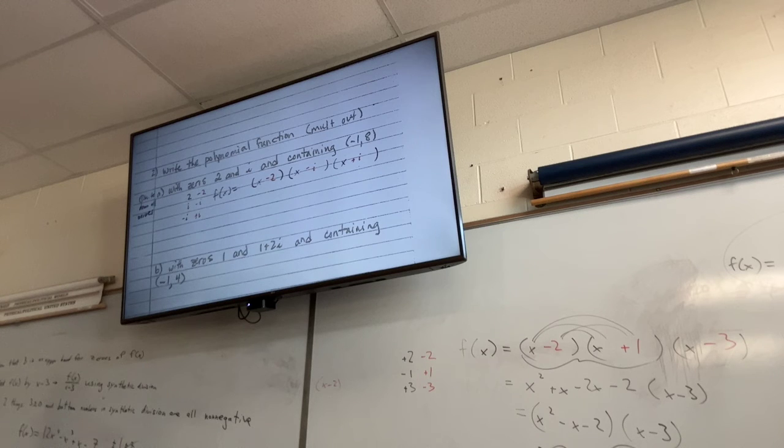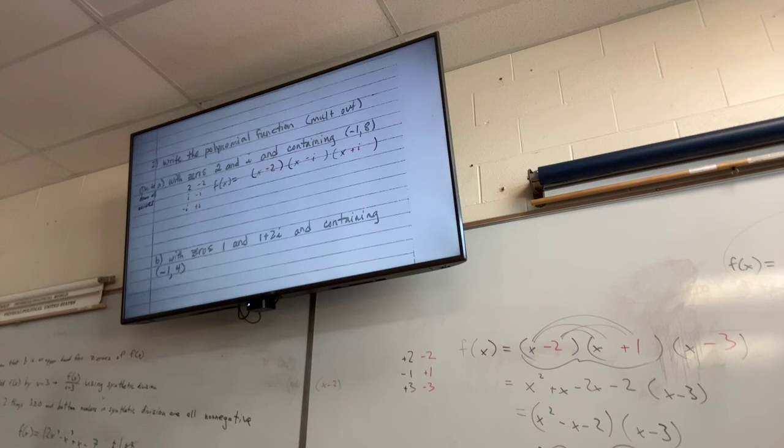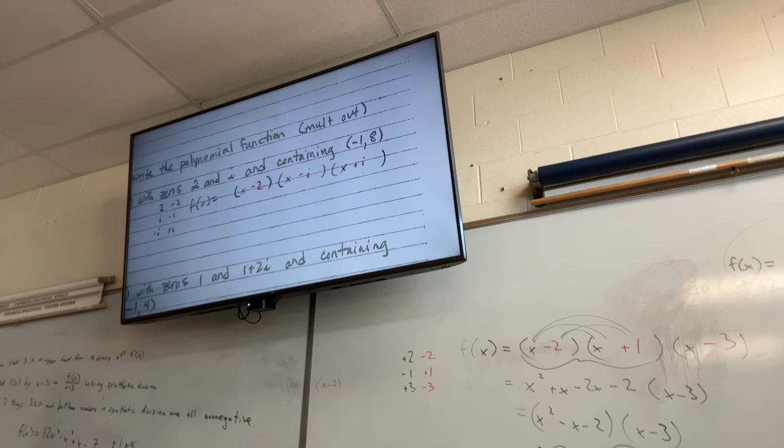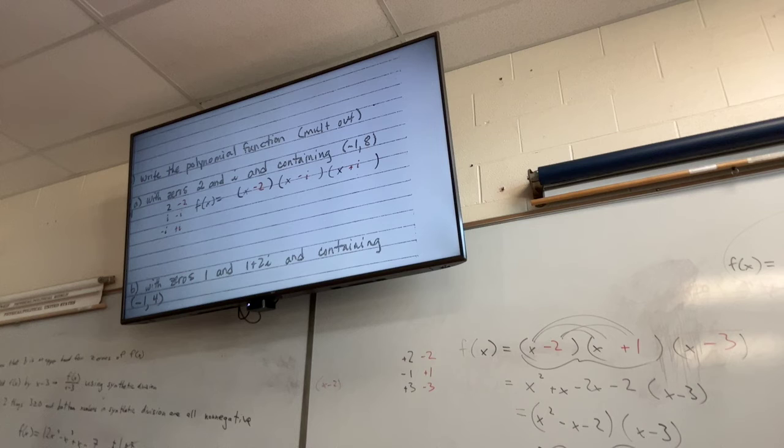All right, and then containing the point negative 1, comma 8. So what we've got to do is put an A here. We've got to put a variable there, an A. Now we're getting a little different from the homework.